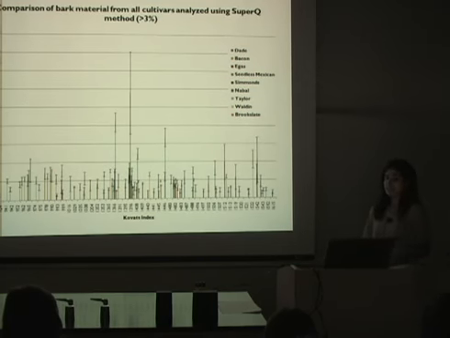So the second thing that I wanted to point out, the second objective that I was pursuing when I did this project, was to compare the chemical profiles of all the cultivars. So here's a comparison of the bark material from all cultivars using the super Q method of extraction. I'm going to show a super Q bark, and then I'm going to show a speedy leaf, so you can have an example of everything.